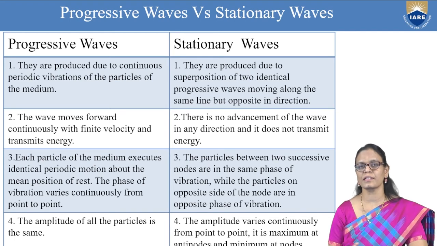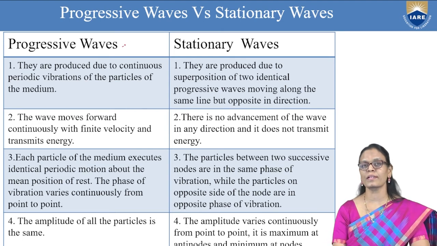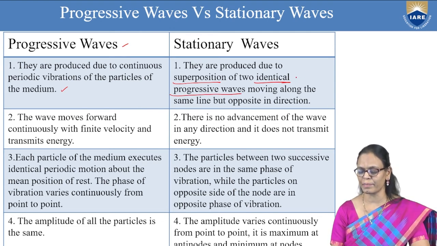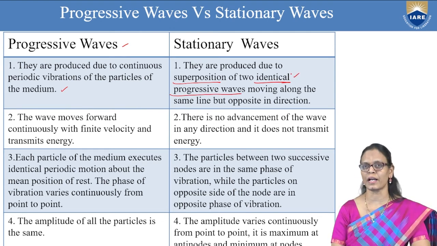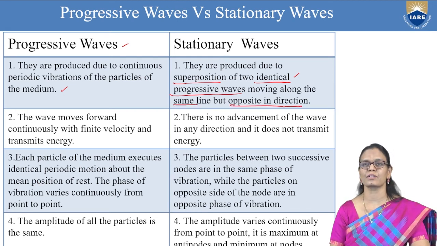Now let us understand and differentiate between progressive waves and stationary waves. So what are progressive waves? They are produced due to continuous vibrations of the particles in the medium. And stationary waves are produced due to superposition of two identical progressive waves. Identical here means same frequency and amplitude. They are moving along the same line but opposite in direction.